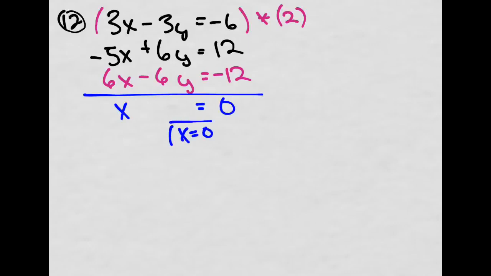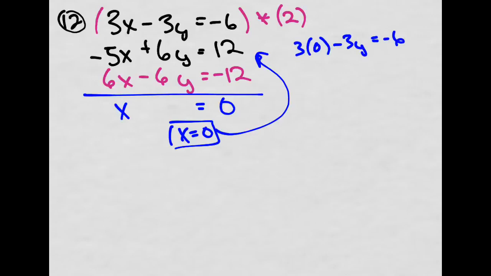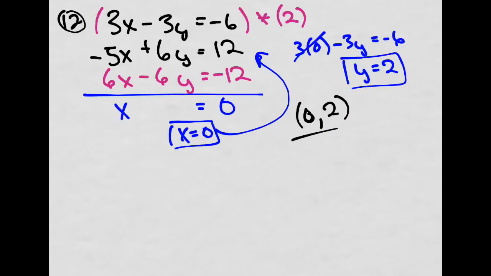That was really quick. Take it back up to the top. And any one of those equations is going to work. So 3 times 0 minus 3y equals negative 6. So 3 times 0 is just 0. Divide both sides by negative 3. Y should equal 2. We're in x's and y's. So let's go ahead and put these as a coordinate.